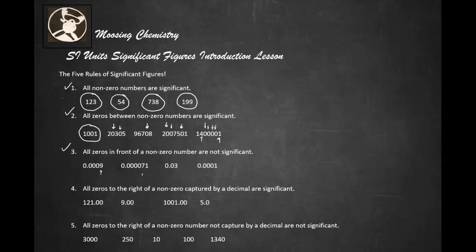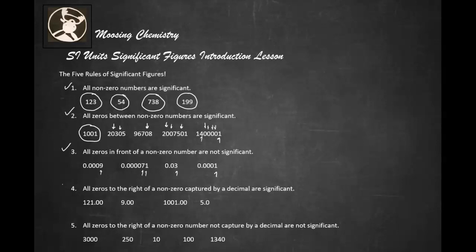In this one, we have 2 significant figures here because the 7 and the 1 are significant, but all the zeros in front of the non-zero number are not significant. In this one, we have 1 significant figure. All the zeros in front of that non-zero number are not significant. And here we have 1 significant figure. All these zeros in front of the non-zero number are not significant.